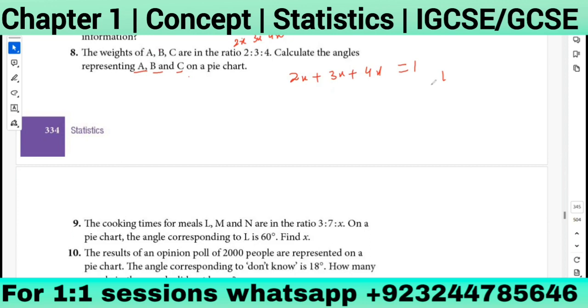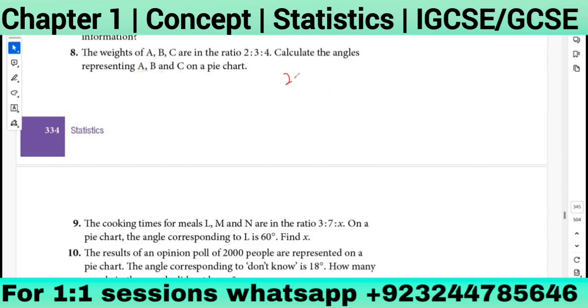The sum of the three angles is equal to 180. So it is 2x plus 3x plus 4x, 9x is equal to 180. So x is equal to 20. Now, therefore, the first angle is going to be 2 into x. What are you saying? It should be 360.